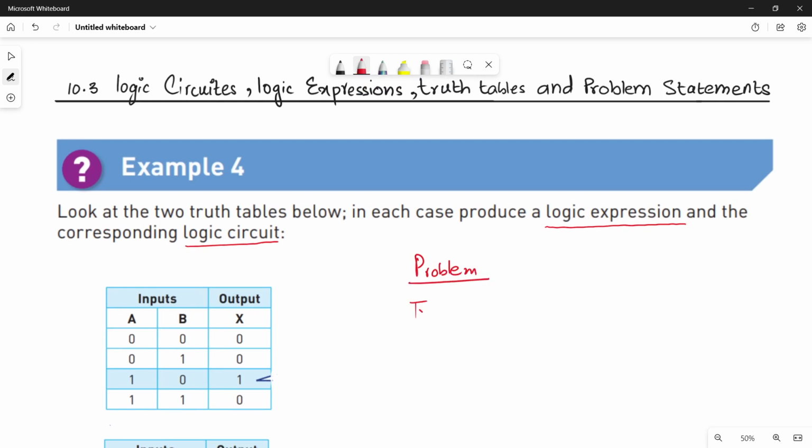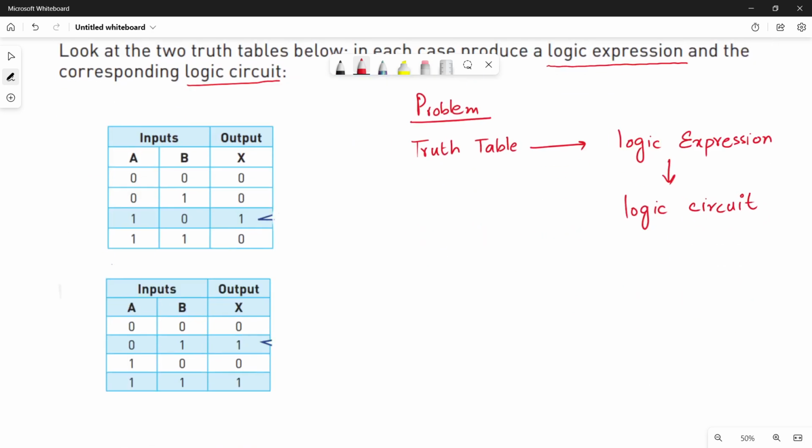you are given the truth table. With the help of the truth table, first you will produce a logic expression, and then by using the logic expression, you can produce a logic circuit. And if you don't know how to produce a logic circuit out of a logic expression, you can see my previous video, example number 3.